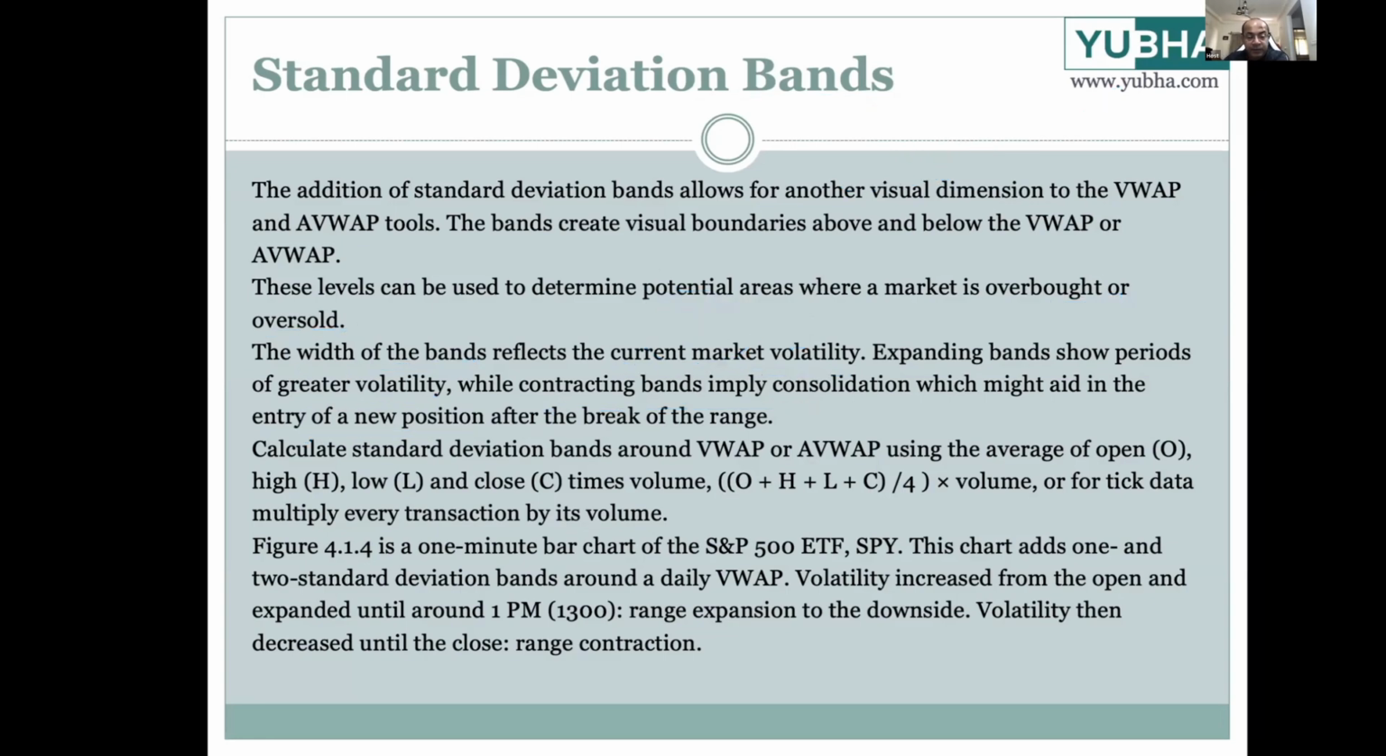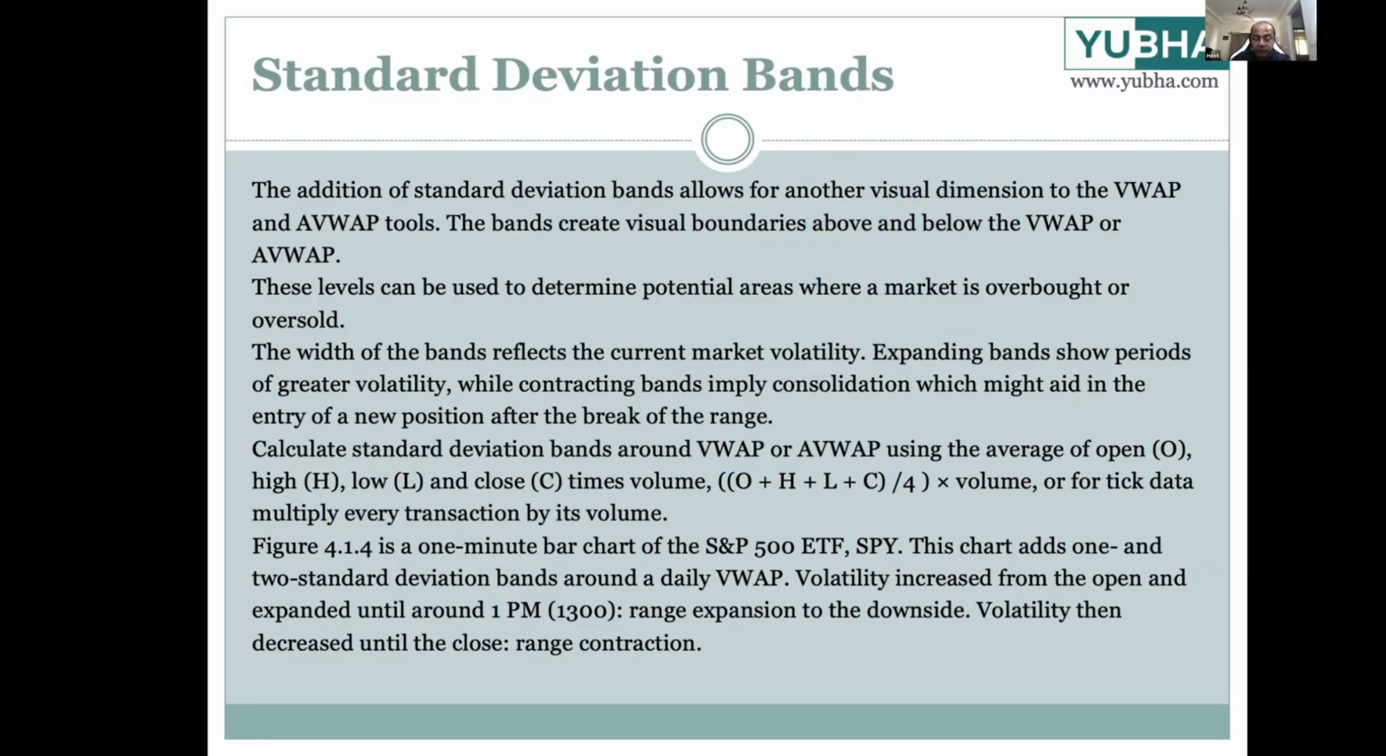Typically when we calculate the band, you calculate the standard deviation around the VWAP or anchored VWAP. So you take the OHLC price, which is open, high, low, close, multiply that with volume, or for the tick data, whichever you have or whatever your chart platform uses, and then figure out how far the prices can go from that VWAP. If it's a very volatile day, the bands will be further apart. If it is not a volatile day, the bands will be closer to each other.